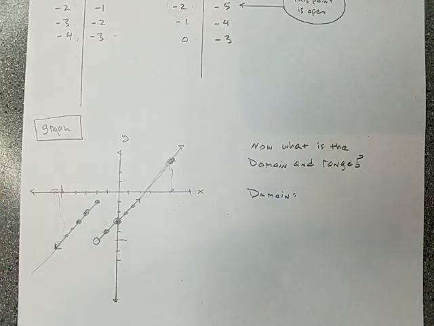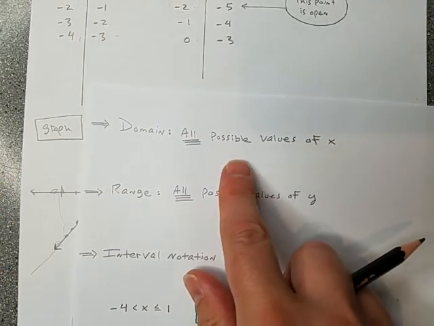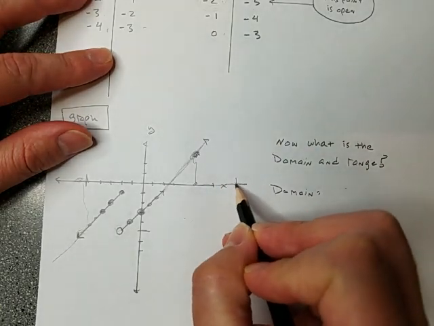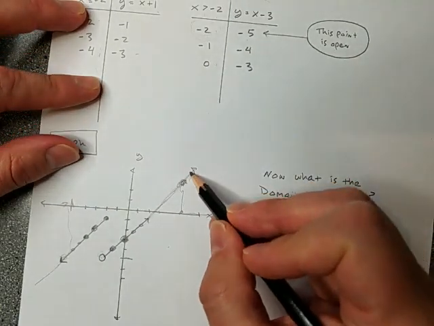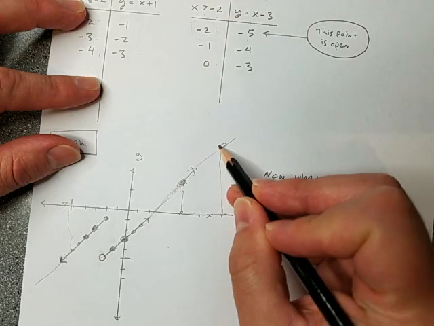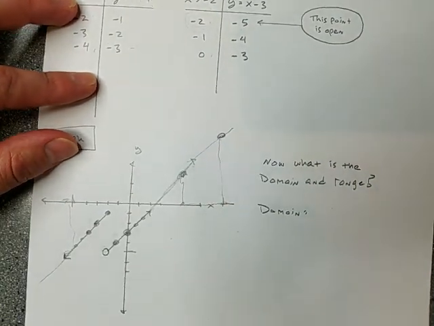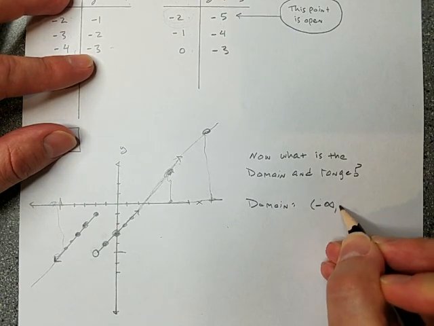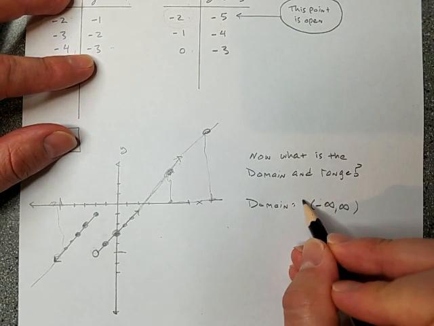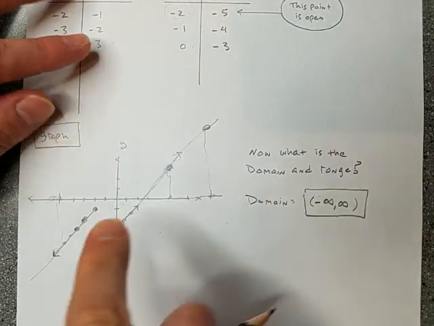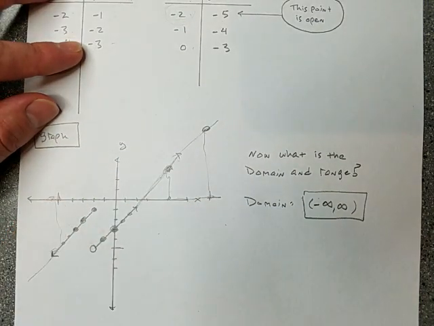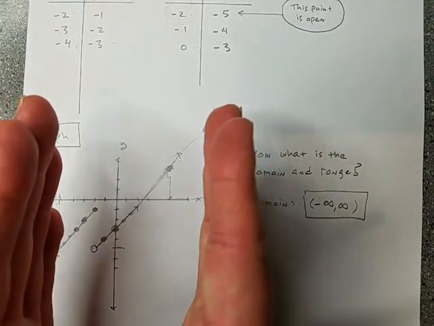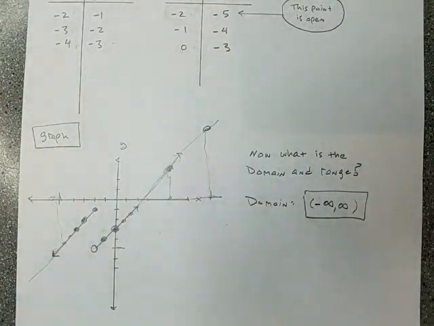Because what is the domain? All possible values of x. Any number you give me for x, there is some point on the graph that has that x. So x can be anything, negative infinity to infinity. Another way to think about it is that this graph spans the entire x-axis. There's no part of the x-axis that's unreached by the graph.